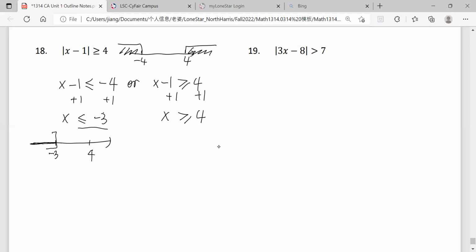And x is greater than or equal to 4. It means we're choosing this part. So the interval notation is -infinity to -3 with a bracket, union, bracket 4 to infinity, and then close the parenthesis. So that's how we solve for x if the absolute value is greater than a number. Okay, I hope this video is helpful.